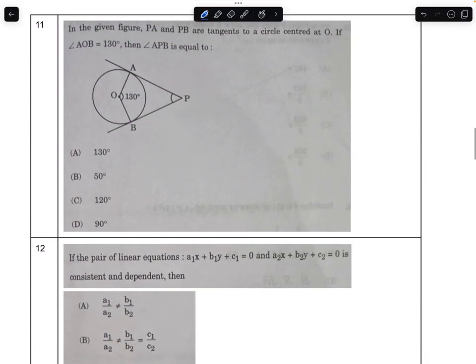Question 11. In the given figure, PA and PB are tangents to a circle centered at O. Angle AOB is 130 degrees. Then angle APB is equal to. So we have to figure out this angle.